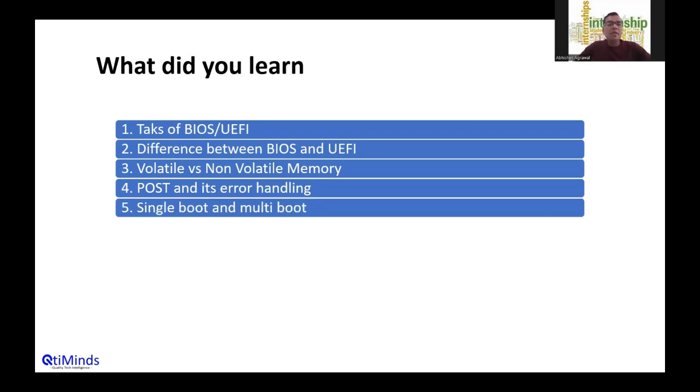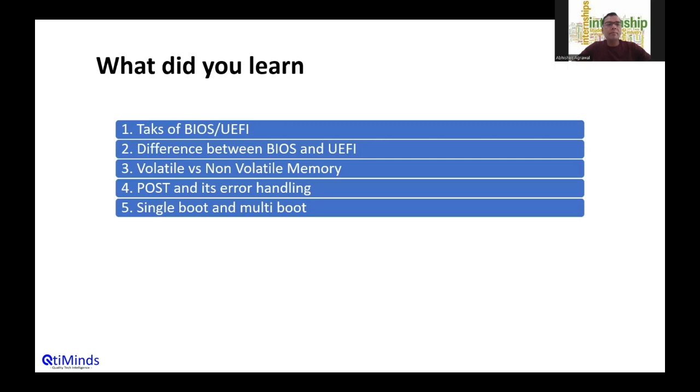And what is single boot and multi-boot? Its name is a bit confusing. Multi-boot is actually not multiple boots, right? Any system will have only a single boot. Multi-boot means that it gives you an option of which OS you want to have. So your system may support multiple OSs to boot in various environments, right? But in single boot you have only one OS. In multi-boot you have multiple OSs to boot the device.